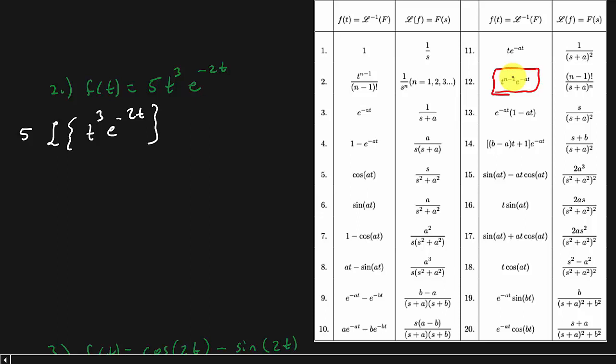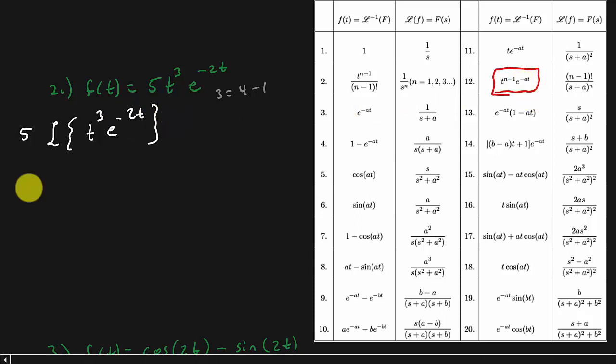So that 3, we would need to write the 3 as 4 minus 1 to match the exponent. See, so it looks like the n minus 1. So now we know that n is 4 in this case. Okay, n is 4. And a, well, look at that, negative at, negative 2t. So we can see that a is 2.